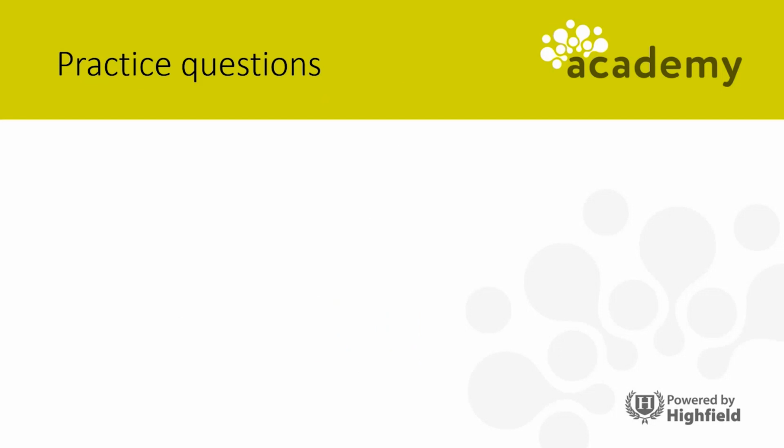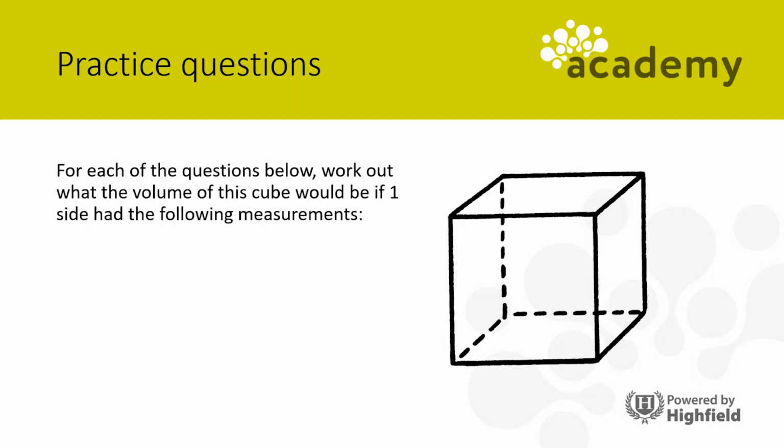So let's look at some practice questions. For each of the questions below, work out what the volume of the cube would be if one side had the following measurements. Number 1, 7 centimeters. Number 2, 15 centimeters. Number 3, 28 centimeters. And number 4, 52 centimeters. So what I'd like you to do is press pause, have a go at working these out, and press play when you're ready to see the answer.